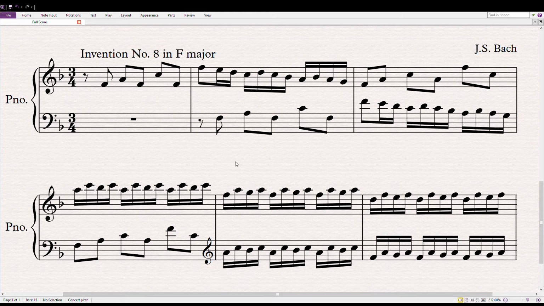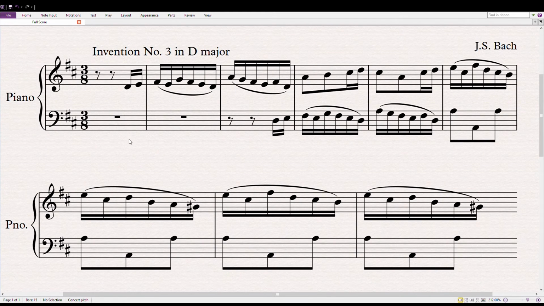Let's look at another piece that's in a different key. So this piece is called Invention Number 3. It's from the same collection, but this one's in D major. We haven't talked about it today, but D major is a key with 2 sharps. So it has F sharp and C sharp.